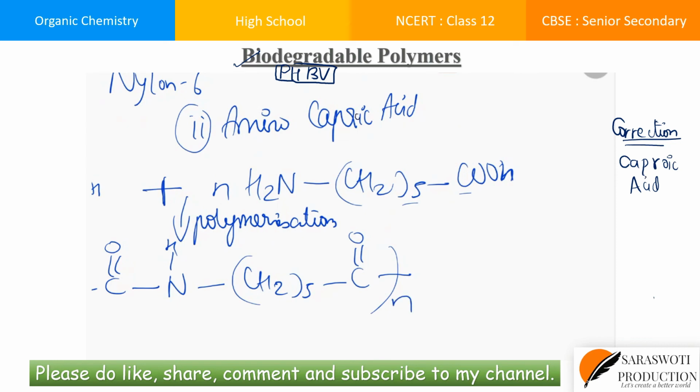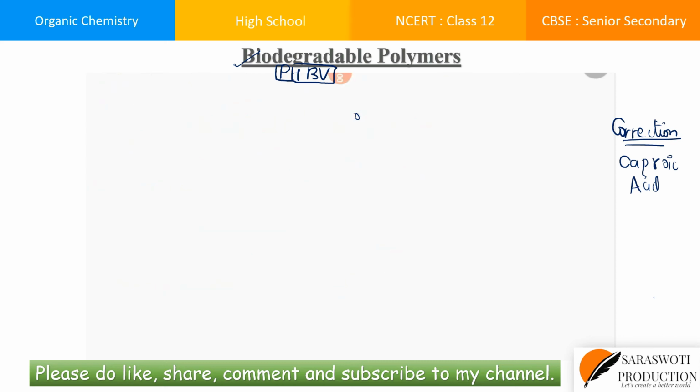So far we have covered what a biodegradable polymer is. Here we covered the first example, that is PHBV. So it's 2 monomers and their structures.